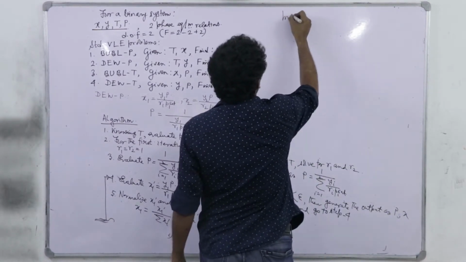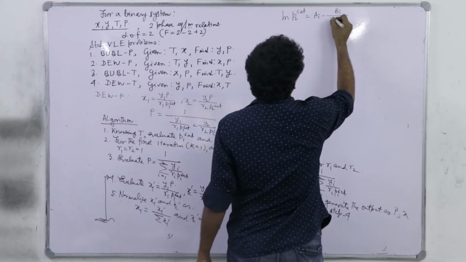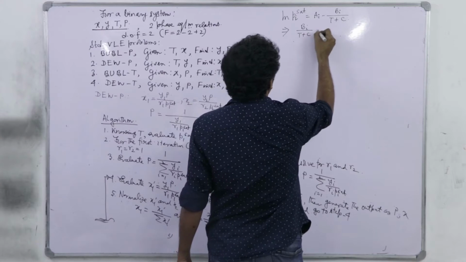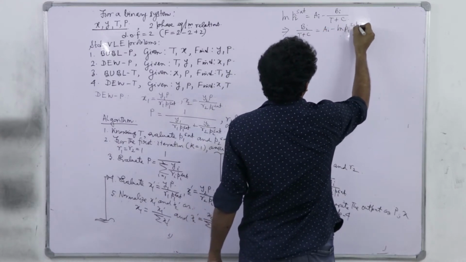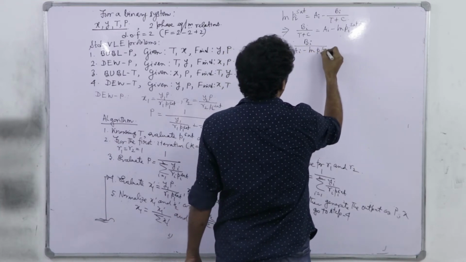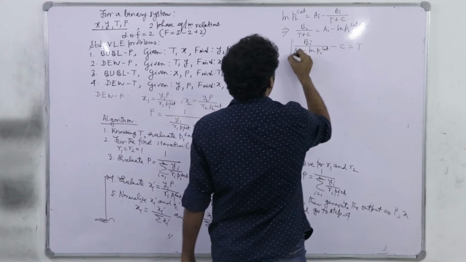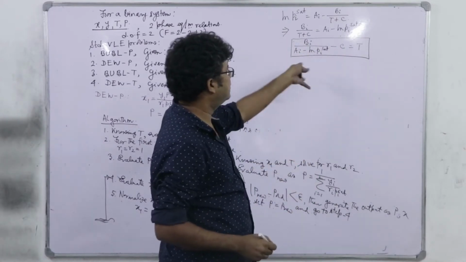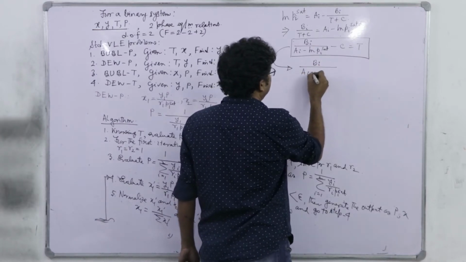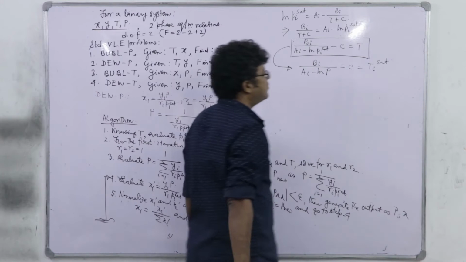We know the Antoine equation, where Pi sat is equal to Ai minus Bi divided by T plus C. So, Bi divided by T plus C is equal to Ai minus ln of Pi sat. So, Bi divided by Ai minus ln of Pi sat, minus C, equals T, right? That is Antoine's equation written in the reverse form. If I write it as Bi divided by Ai minus ln of P, minus C, we are supposed to get Ti sat, the saturation temperature, right?